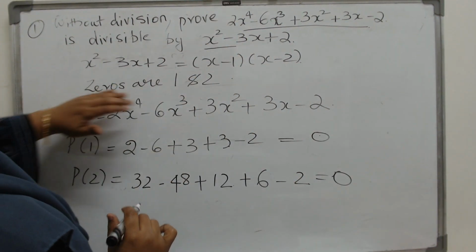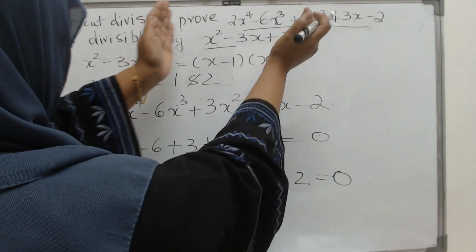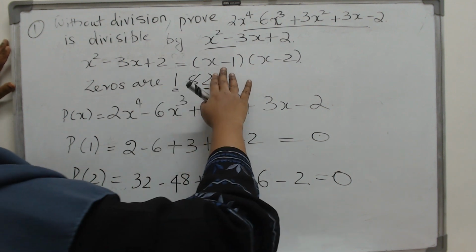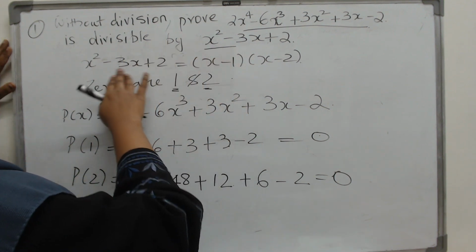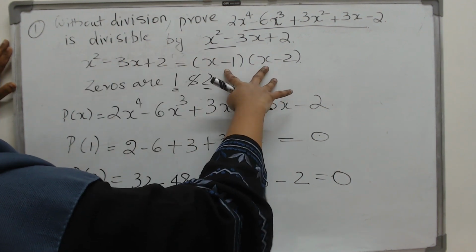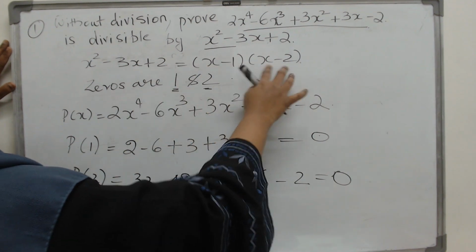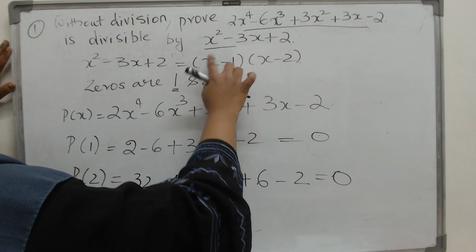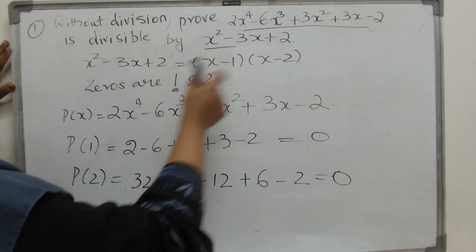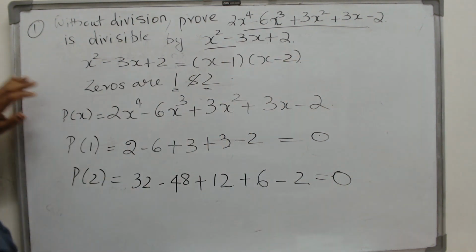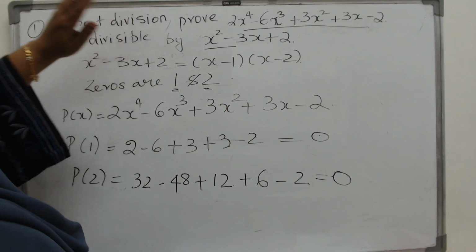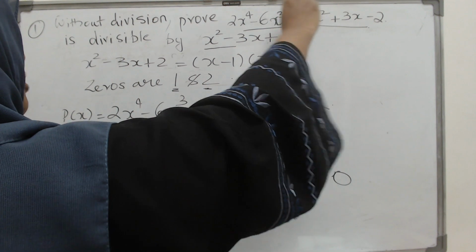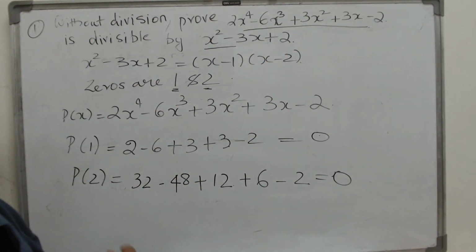How do you show that? First take the smaller one, your divisor, and find its roots. Now what are the two numbers which when added give you minus 3 and when multiplied give you 2? You can split it in this form. What are its zeros? The zero of this factor is 1. The zero of this factor is 2. Now if it is divisible, whatever is the factor of this should be the factor of the bigger polynomial also.